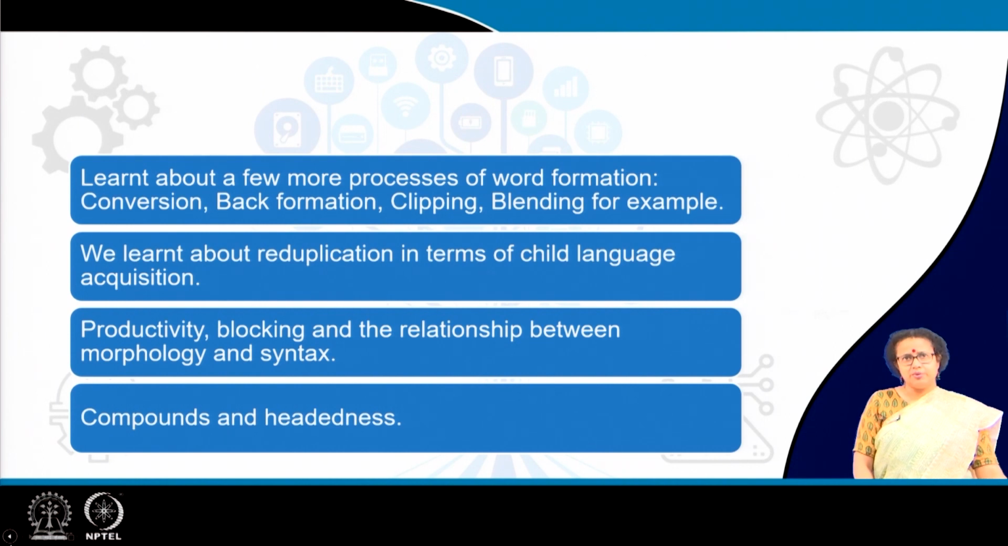We also talked about a few more processes of word formation like conversion, back formation, clipping, blending, etc. And we talked about the idea of reduplication in terms of child language acquisition. We then talked about the notion of productivity, blocking, and we started talking about the relationship between morphology and syntax. Then we finally discussed the idea of compounds and headedness.